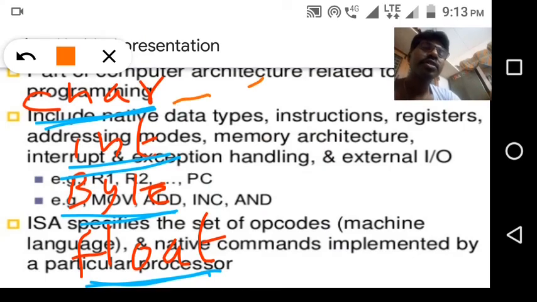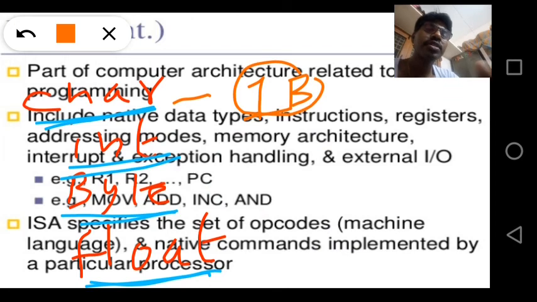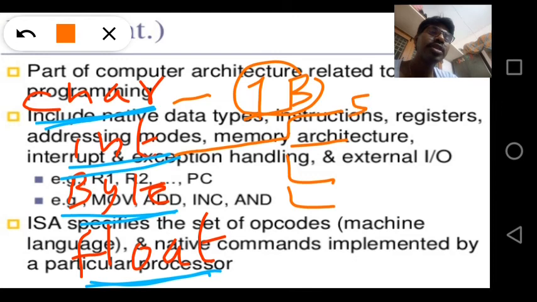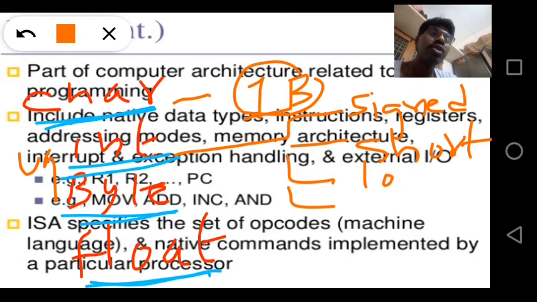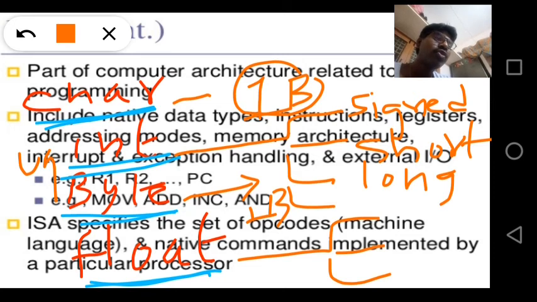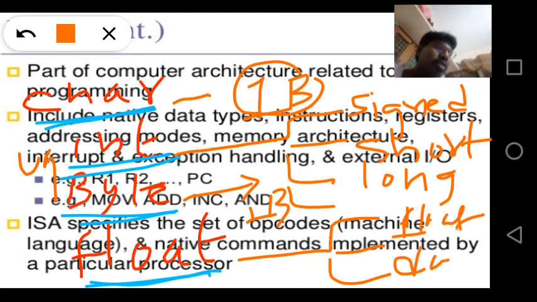In general, character takes 1 byte, and when it comes to integer, there are so many types: signed, unsigned. This is called unsigned. Signed, short, long, like that. And byte also takes 1 byte. For float, we have float and double.